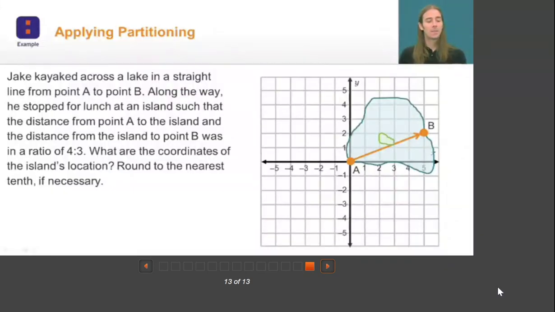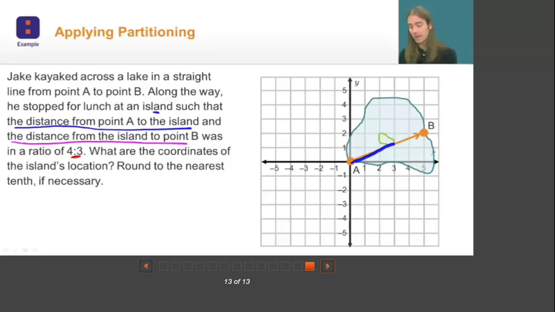I'm going to show you how we can apply partitioning to a real-life example. Here we're told about this guy, Jake, and he kayaks across a lake in a straight line from point A to B. We can represent his path with a directed line segment. Along the way, he stops for lunch on an island, such that the distance from point A to the island and the distance from the island to point B are in the ratio of 4:3. We're asked, what are the coordinates of the island's location? Please round to the nearest tenth.